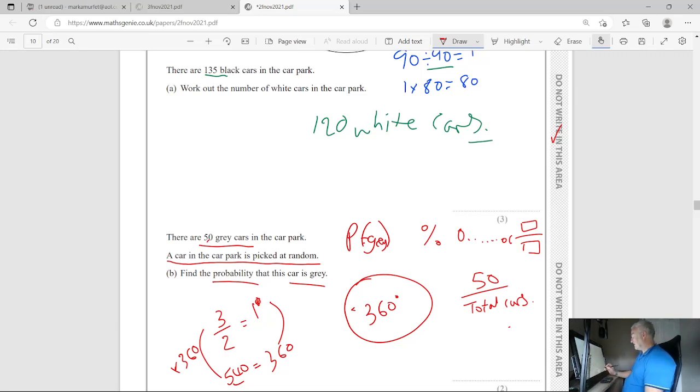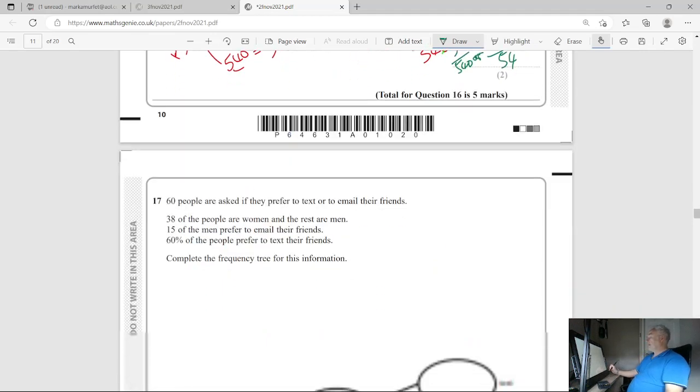We know there are 50 grey cars. So 50 over 540. Now, as a probability, that answer is sound. It's absolutely fine to leave it like that. But 50 divided by 540, if I put it in my calculator, gives me 5/54. Again, I could divide through by a power of 10 to get rid of the zeros and put 5/54. So 50 over 540 would be a correct answer, or 5/54. And that's your answer to that question.